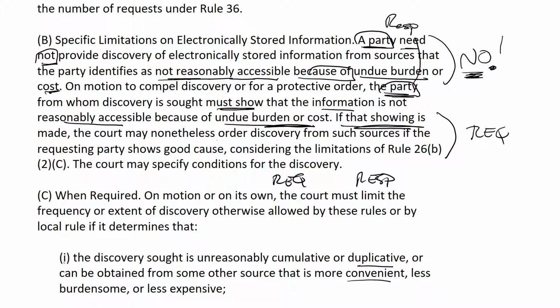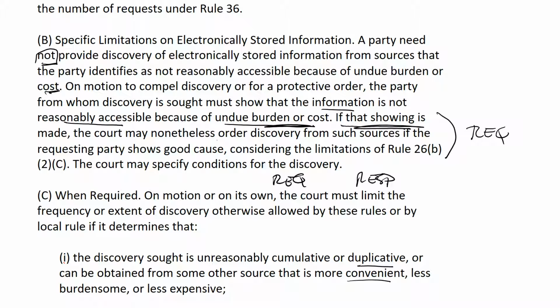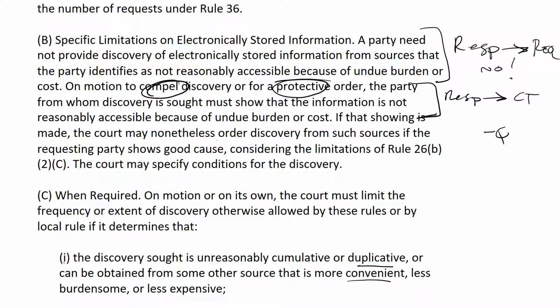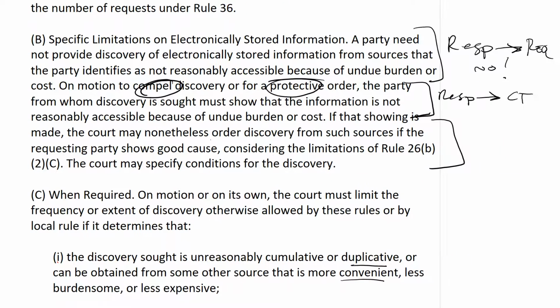So you think, well, what's the difference between the first and the second sentence? Well, the first sentence here is the responding party communicating to the requesting party and saying, no, I won't do it. The second sentence here now is the responding party having to make the same showing to the court in the context of a motion to compel by the requesting party or a protective order by the responding party. Okay? Well, let's assume that we have this motion to compel or a motion for a protective order, right? Now I'm explaining it more clearly, I hope.